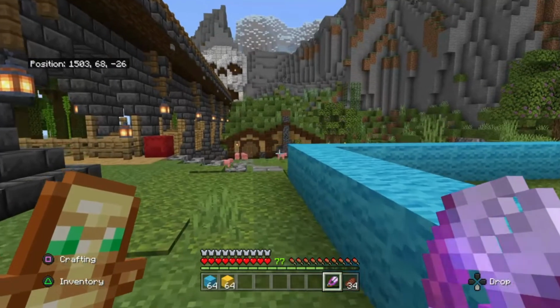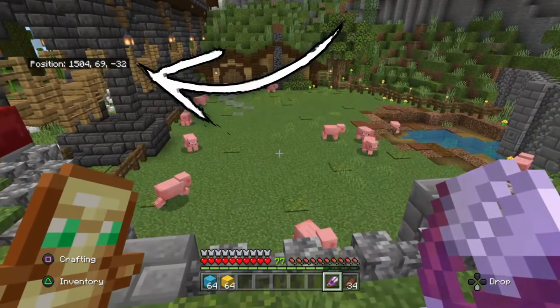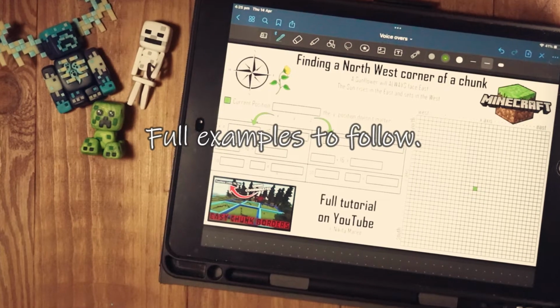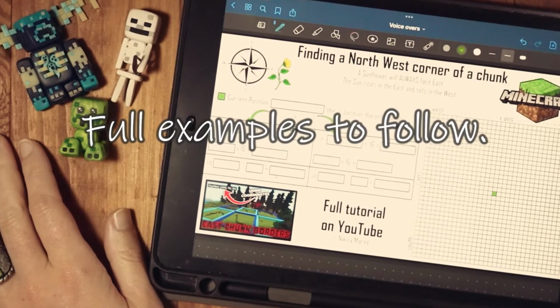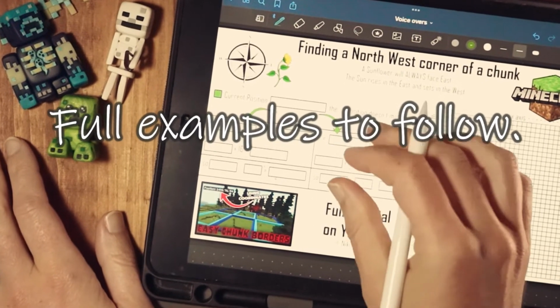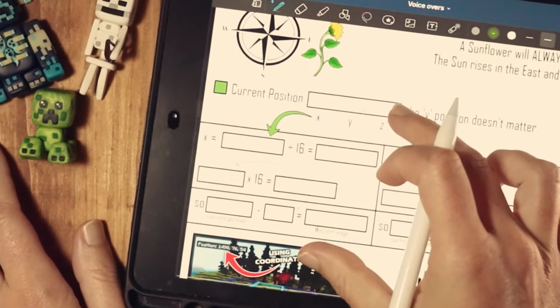To find a nearby northwestern corner of a chunk, you can divide your current x and z coordinates by 16. If you are left with a decimal, multiply everything from the decimal point on by 16 and move that many blocks towards the origin. Let's work through this example.